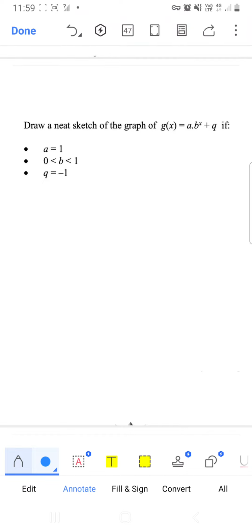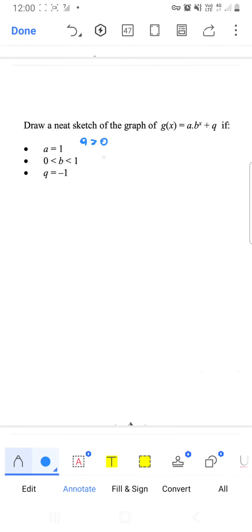Draw a neat sketch of the graph of g of x is equal to a multiplied by b to the power of x plus q if a is equal to 1. So it means a is positive, is greater than 0. And then again, we have b as less than 1 but greater than 0, right?